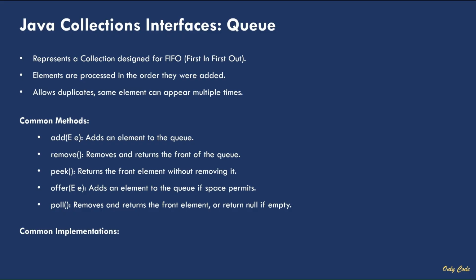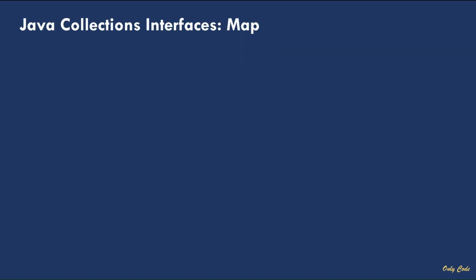The most common implementations of queue include linked list, which implements both list and queue interfaces and provides an efficient way to add or remove elements. Priority queue, which stores elements based on their priority. So, the highest priority element is processed first. Map interface.